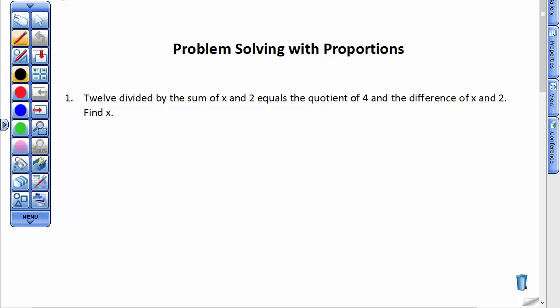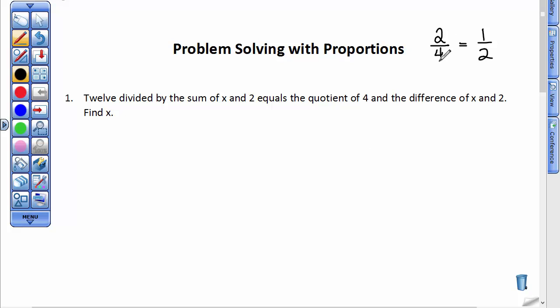Let's do a little look at problem solving with proportions, and we'll start out with a problem that doesn't involve a situation, a true story if you will, just to get us used to this. Remember, a proportion is two fractions set equal to one another, and they are true, if you will.